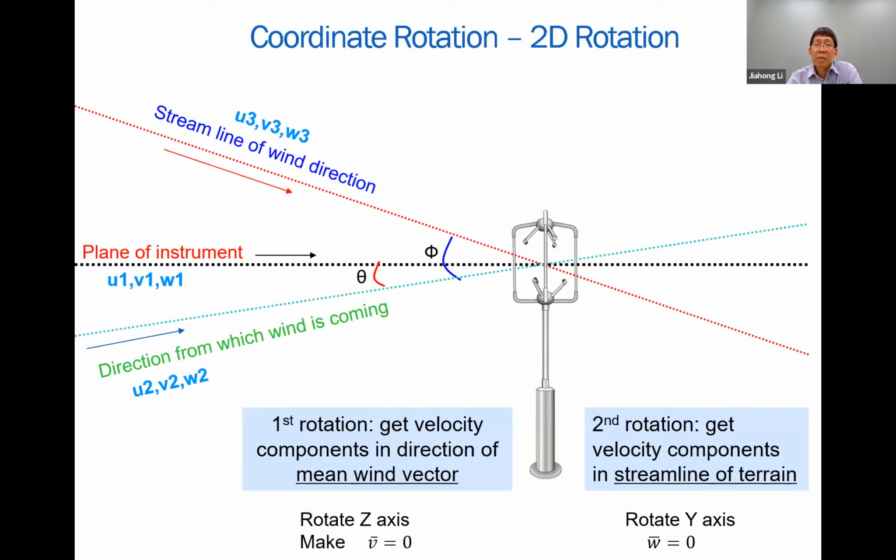When we install an anemometer in the field, it needs to be perfectly installed. Otherwise, there will be bias in the vertical wind speed measurements. In reality, it's very hard to do that. For flat terrain, we're using 2D rotation to mathematically make the anemometer perfectly leveled. We first rotate the z-axis to make the mean lateral wind speed 0, and then rotate the y-axis to make the mean vertical wind speed equal to 0.